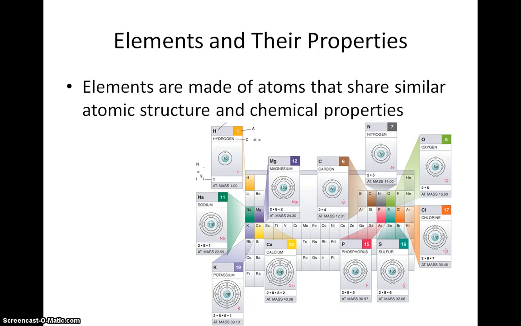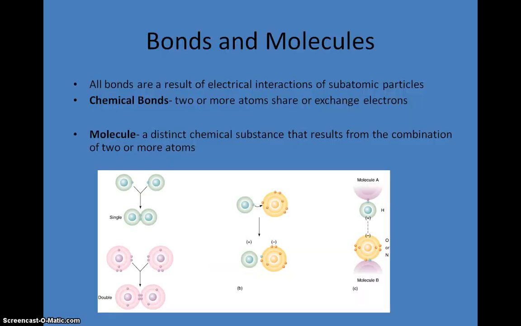So all the elements that exist are on the periodic table, and atoms of the same elements share the same atomic structure and the same chemical properties. So any atom, like any sodium atom, is going to have the same number of protons. The protons define what atom you are. Hydrogen has 1, sodium has 11, carbon has 6. But the arrangement of their electrons determines their chemical properties and how they combine with one another.